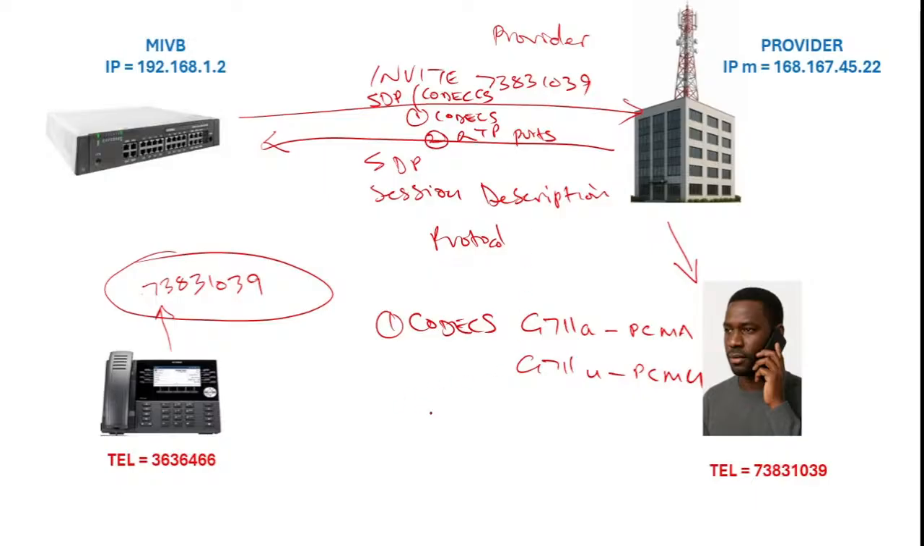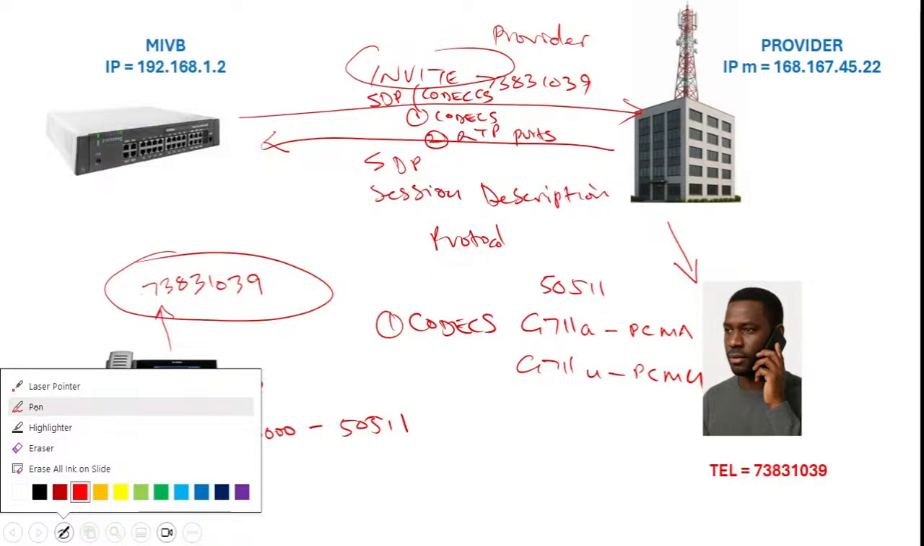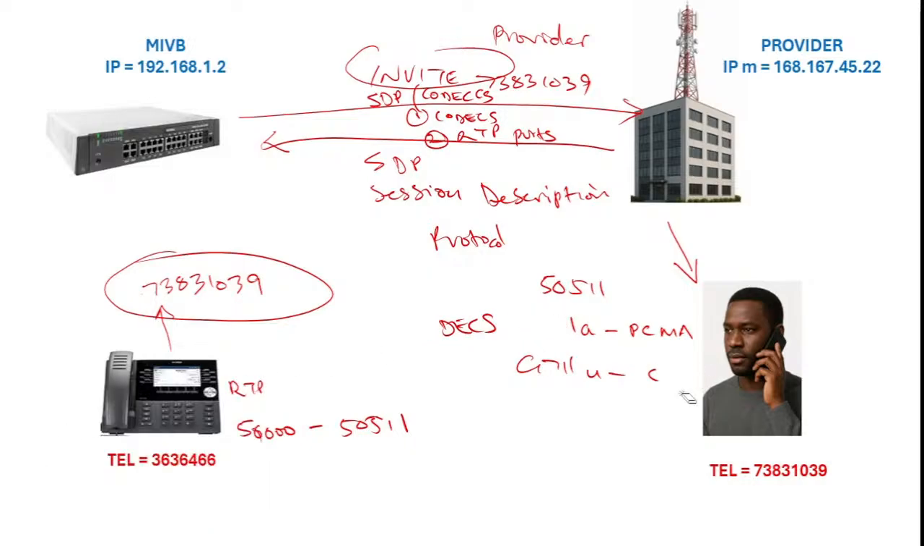And the RTP ports, because it is Mitel, the RTP port range is from 50,000 to 50,511. So it's going to say probably you are going to use the first port, probably let's say 50511. It is there in the invite, all this information. Okay, let's write it neatly so that it's easy to comprehend.